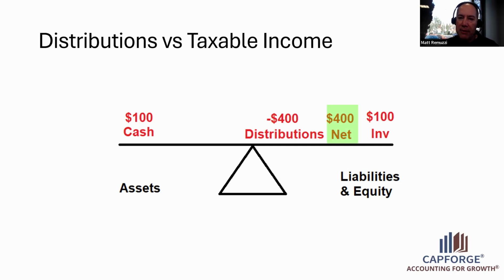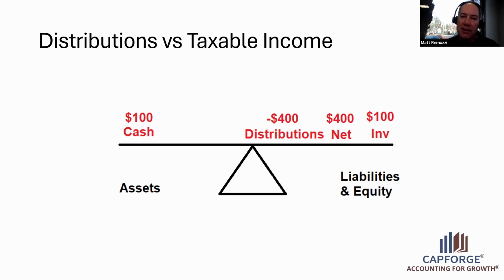Now, we still have net income from the actual operation of the business. And that net income is the part that you pay taxes on, not the distributions part. So what's tricky about this, or what people get confused about, is they say, well, what if I leave all the money in the business?